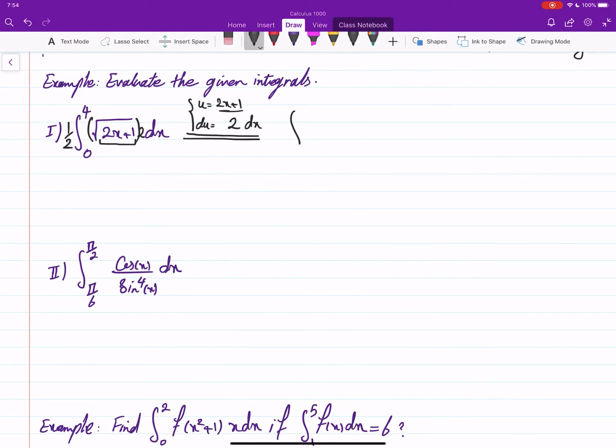So this way, our integral is going to be the integral of square root of u du, but we have to change the limits. The lower limit of the x integral is 0, the upper limit is 4. From there, u is going to be 2 times 4 plus 1, which is 9. So the upper limit of the u integral is 9. And the lower limit of the u integral is 2 times 0 plus 1, which is 1. So now we have changed the definite x integral to a definite u integral.